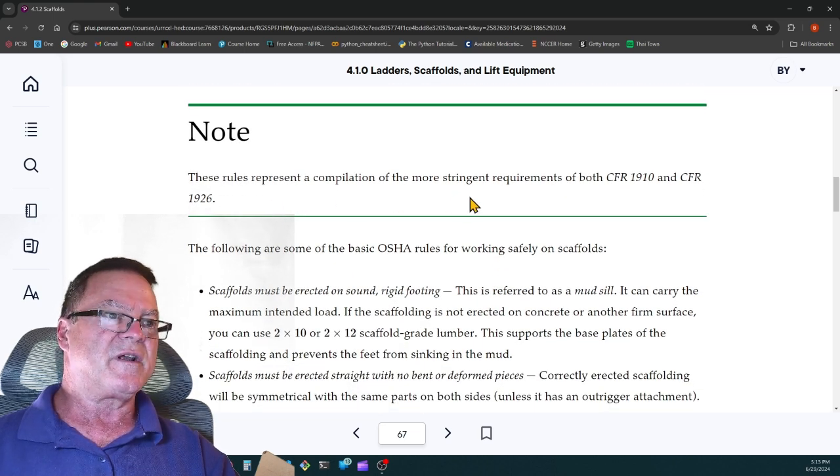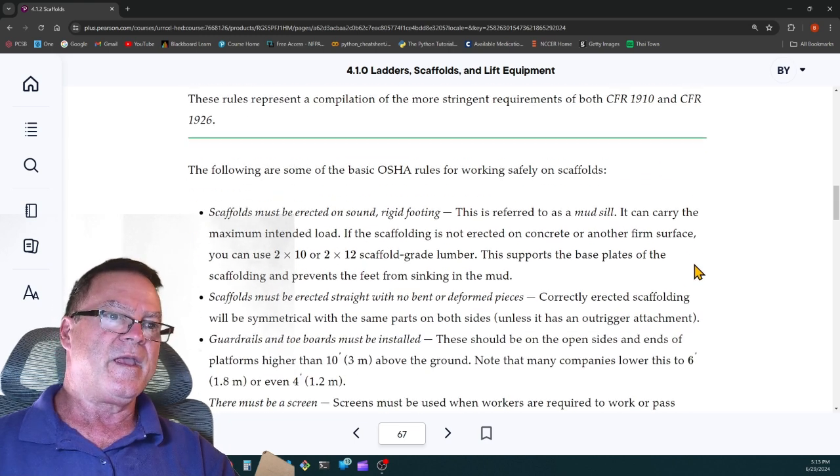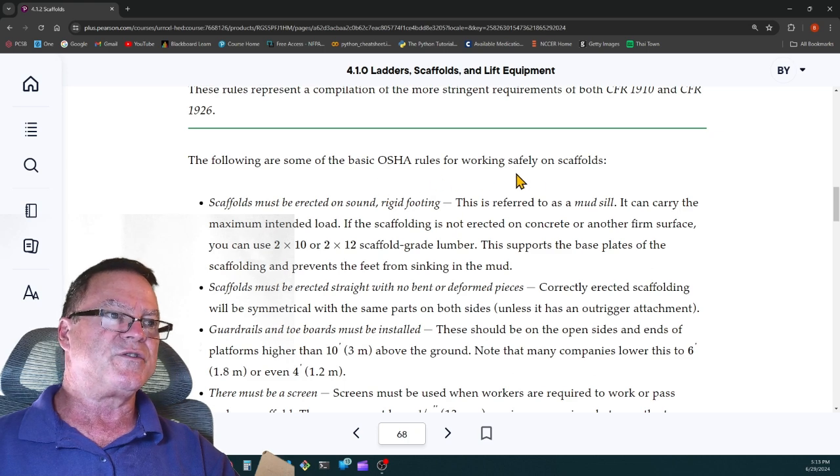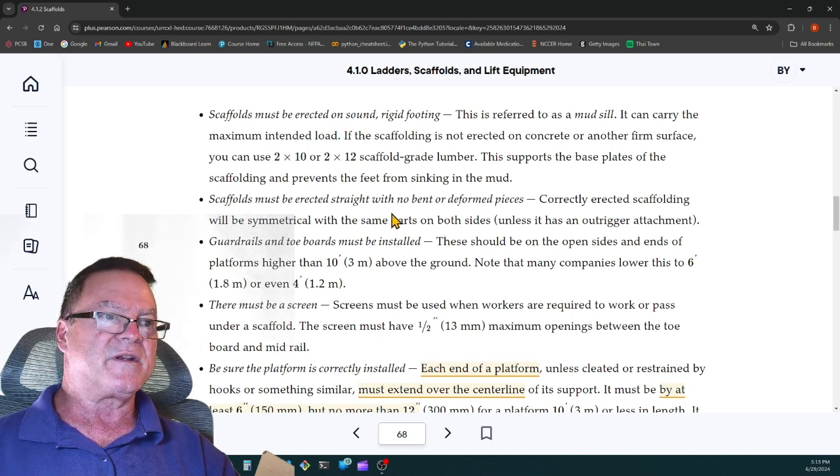Note these rules represent a compilation of more stringent requirements of both CFR 1910 for general industry and CFR 1926 for construction. Following are some of the basic OSHA rules for working safely on scaffolds. Scaffolds must be erected on sound, rigid footing. Scaffolds must be erected straight with no bent or deformed pieces.